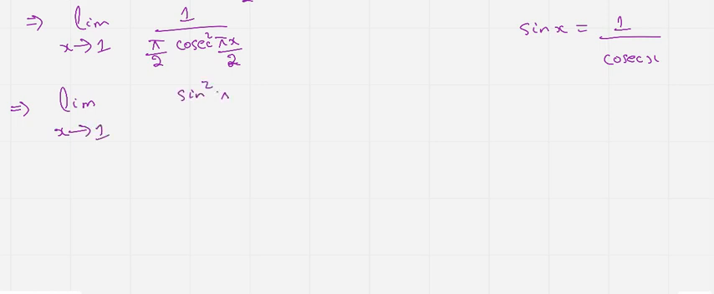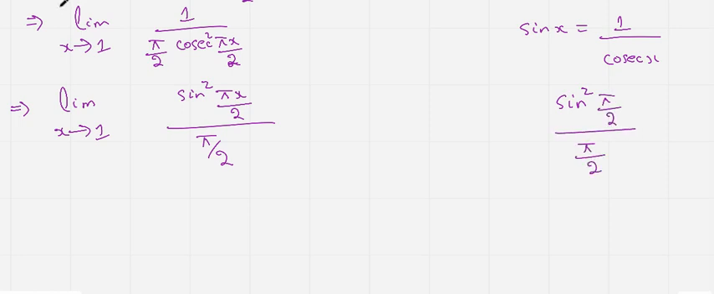Sine square of pi x by 2 upon pi by 2. That's what it is. Now once I apply the limit here, you can see in rough that it is sine square of pi by 2 upon pi by 2. I know that sine 90 is 1, so 1 square is 1 upon pi by 2. So it is giving me a normal value, a real number form. I'm no more getting an indeterminate form now.